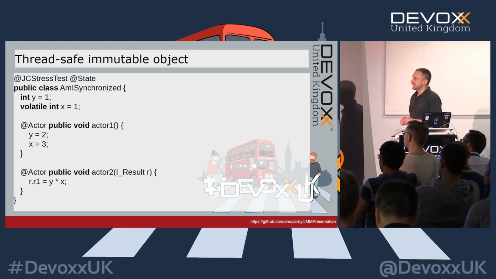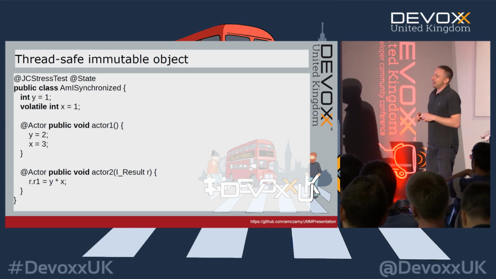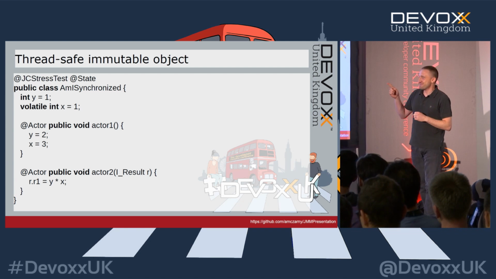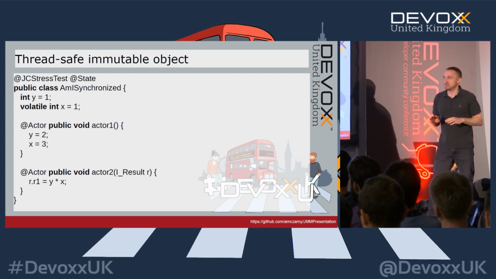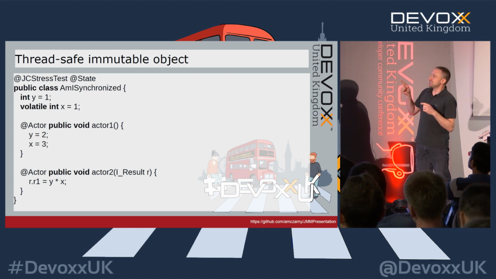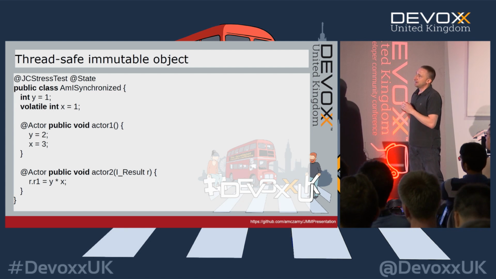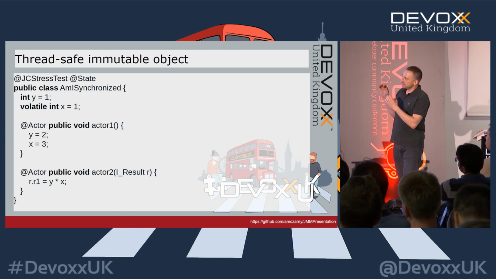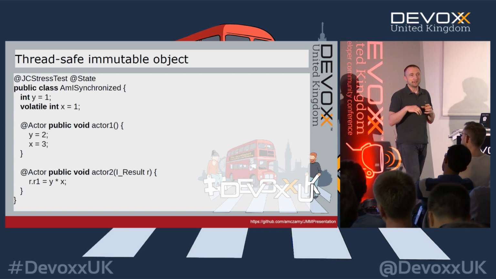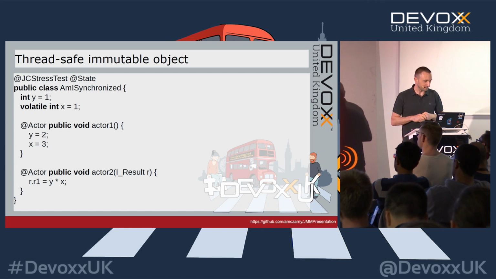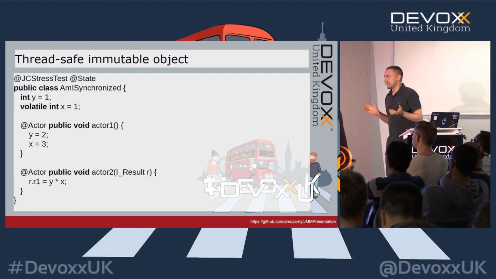So this is another test, and this time our main optimization here is to remove one volatile. Of course, that's a stupid idea, but what we have here is just writing 1 to y, writing 1 to x, and then one actor will write 2 and 3 to y and x, and the second actor is just trying to read those values and multiply them. What kind of results can we get?